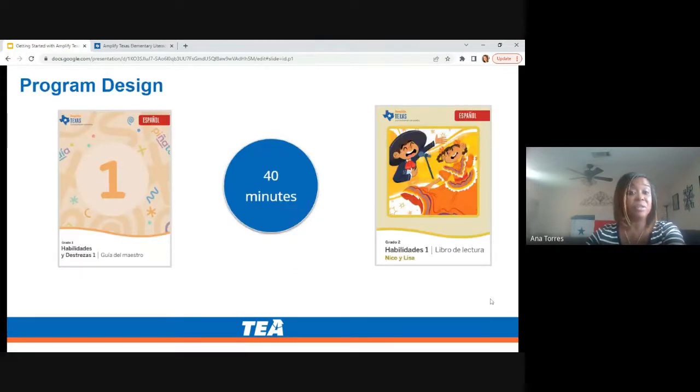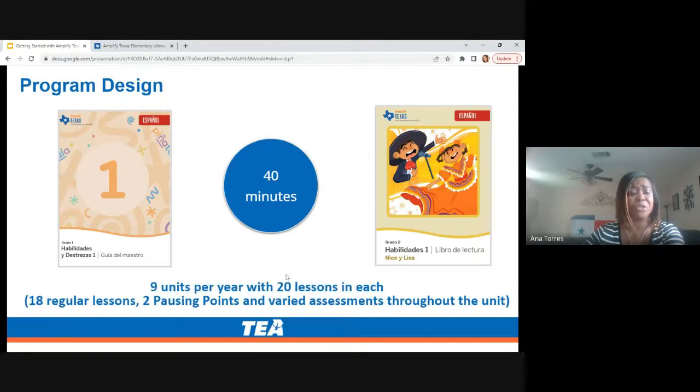So now giving you some additional information as it relates to the program design and various things that you'll have. In grades K to 2, students will receive 40 minutes of daily instruction in the skills strand, Habilidades y Destrezas. You'll also receive a set of teacher guides to use for skills instruction throughout the year.